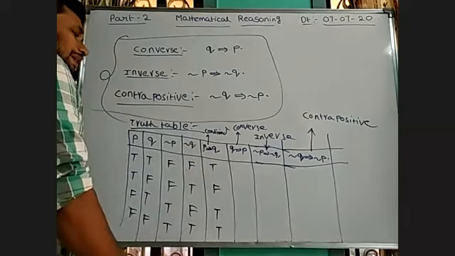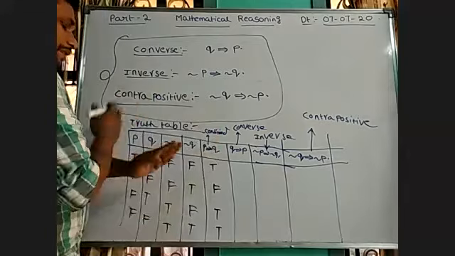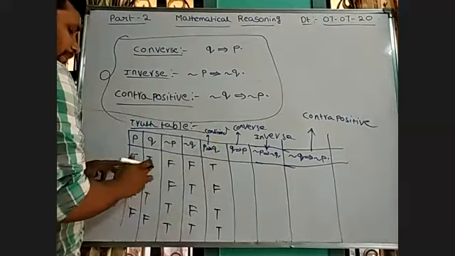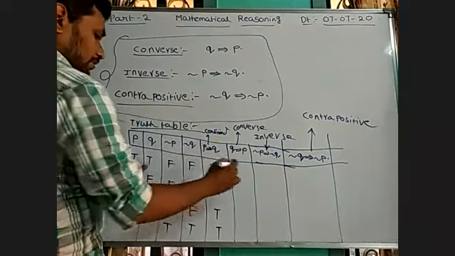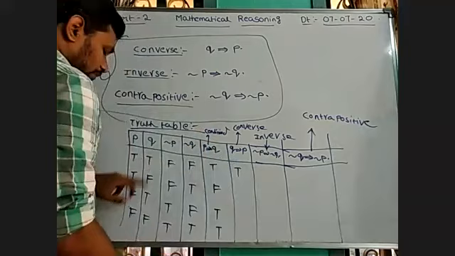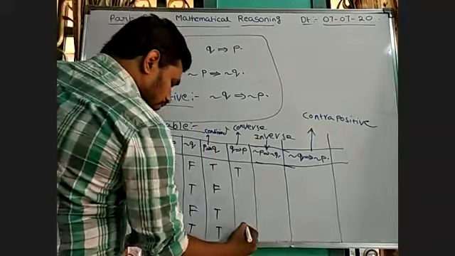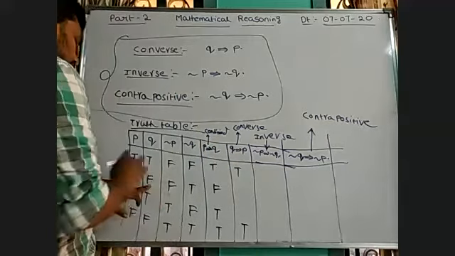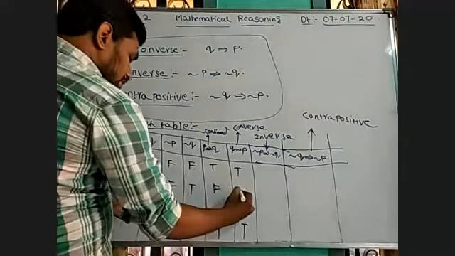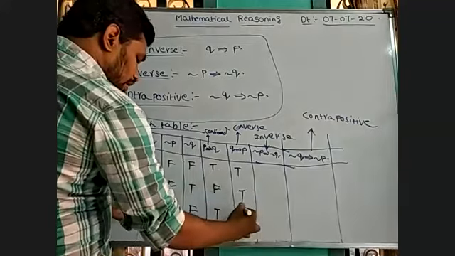Next, converse means the reverse of this, Q implies P. True true is true. False false is true. False true is true. True false is false.